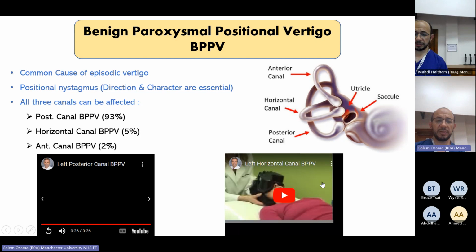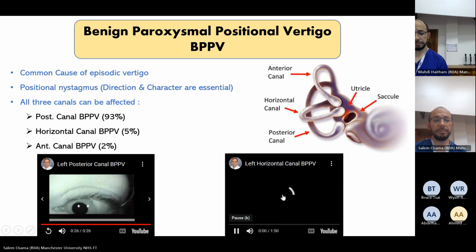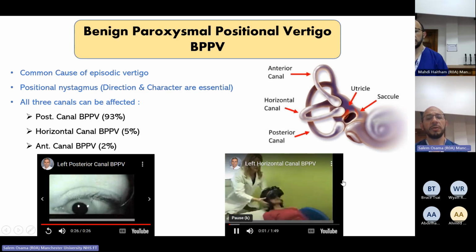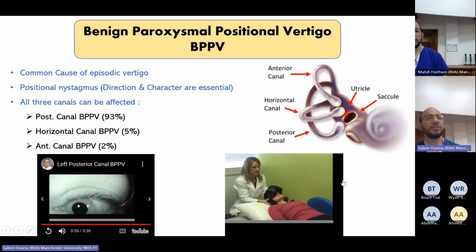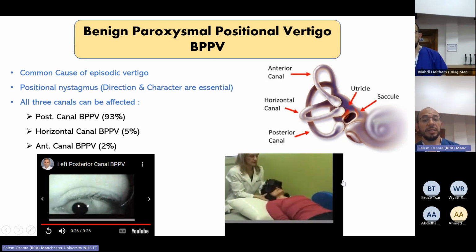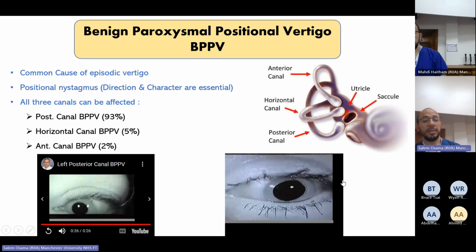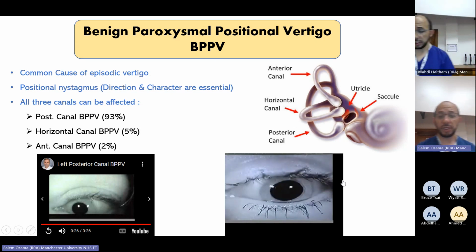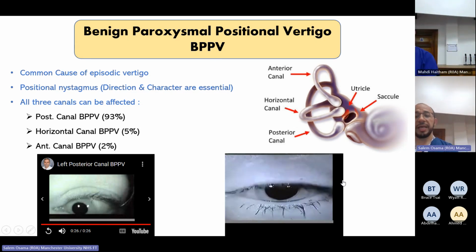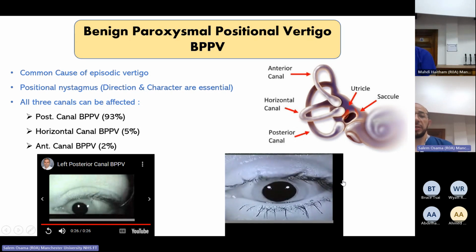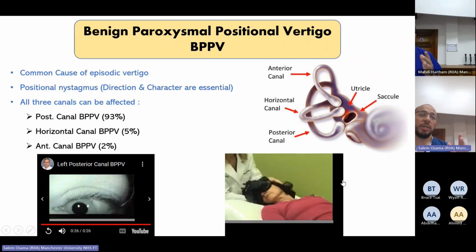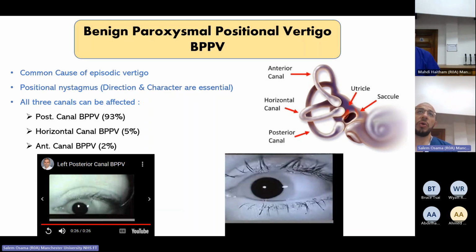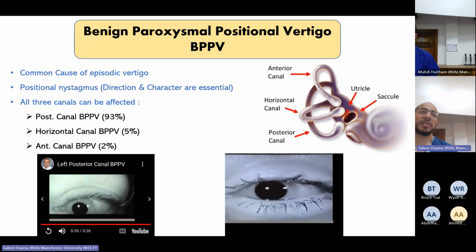And we have another type of BPPV, which is less common, only in 5%. This is for the lateral semicircular canal, where we can do the roll test. So we see the patient at 30 degrees, like in this video, and rotate the head in one direction. You can see the nystagmus, and it's just horizontal. So that's why you need to look at the direction of the nystagmus, not only whether the nystagmus is present or the patient is dizzy.